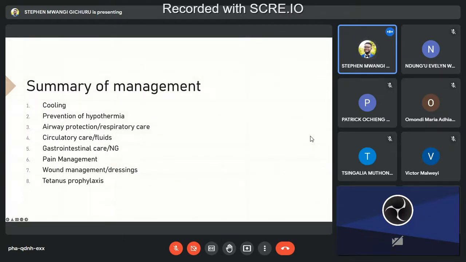Doctor, a question: was the cooling itself causing hypothermia? Not really.